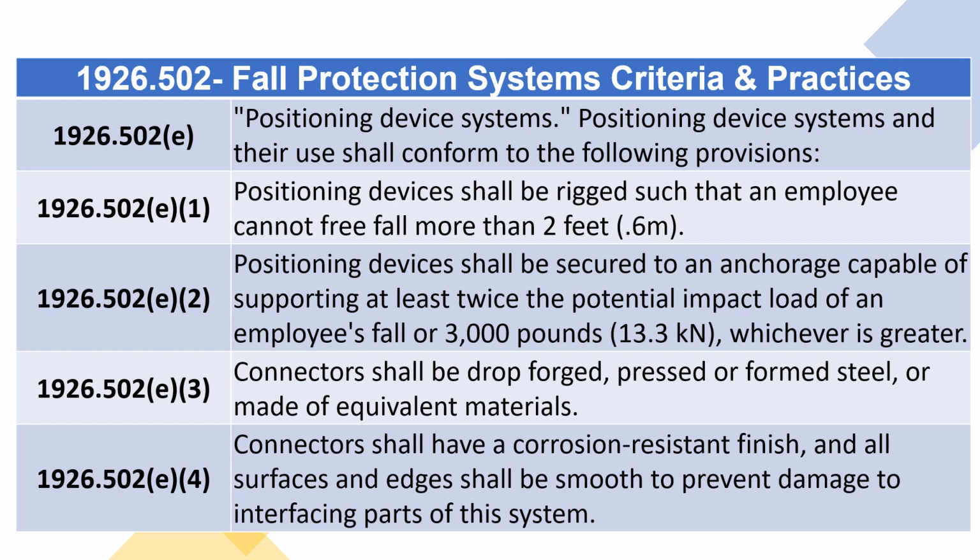1926.502(e) Positioning device systems. Positioning device systems and their use shall conform to the following provisions. (e)(1) Positioning devices shall be rigged such that an employee cannot free fall more than 2 feet, 0.6 meters. (e)(2) Positioning devices shall be secured to an anchorage capable of supporting at least twice the potential impact load of an employee's fall or 3,000 pounds, 13.3 kilonewtons, whichever is greater.